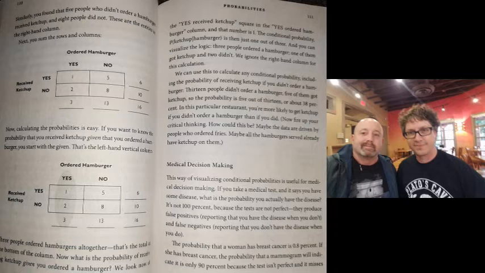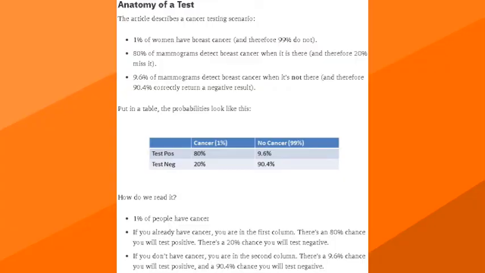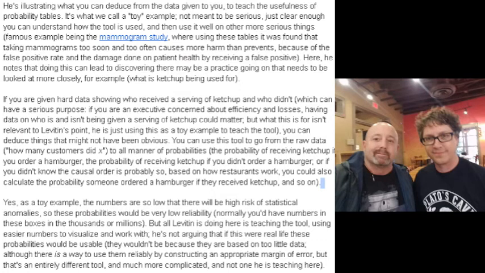Famous example being the mammogram study, where using these tables it was found that taking mammograms too soon and too often causes more harm than it prevents, because of the false positive rate and the damage done on a patient's health by receiving a false positive. Here, he notes that doing this can lead to discovering there may be a practice going on that needs to be looked at more closely. For example, what is ketchup being used for? If you are given hard data showing who received a serving of ketchup and who didn't, which can have a serious purpose, if you are an executive concerned about the efficiency and losses, having data on who is and who isn't being given a serving of ketchup could matter.